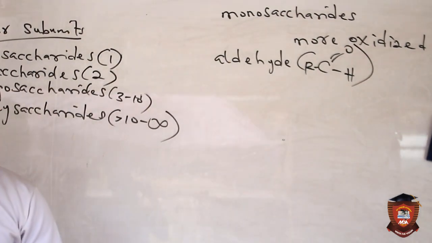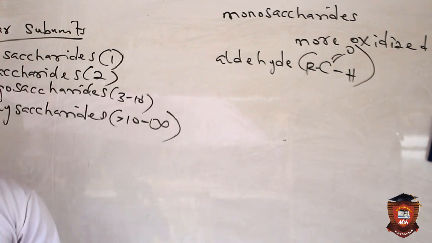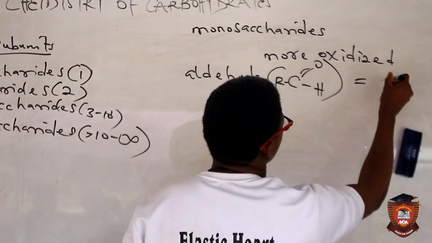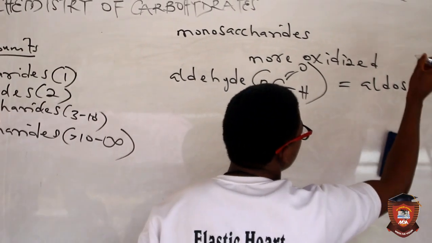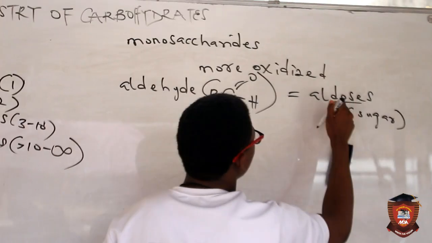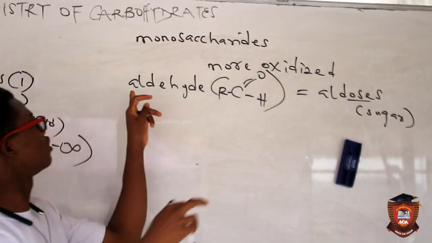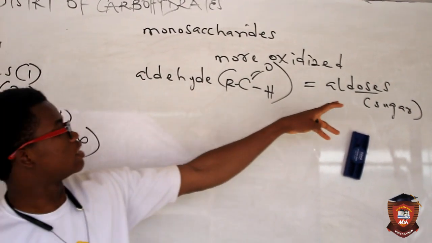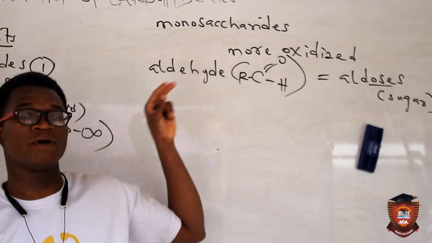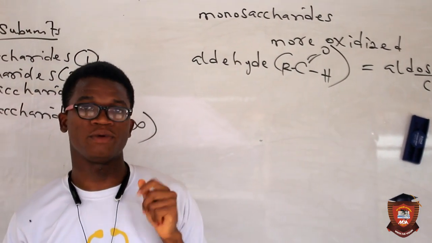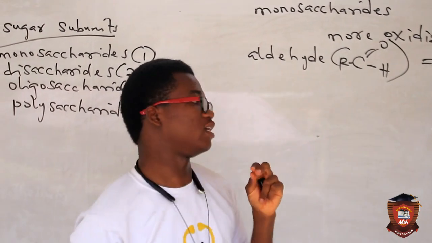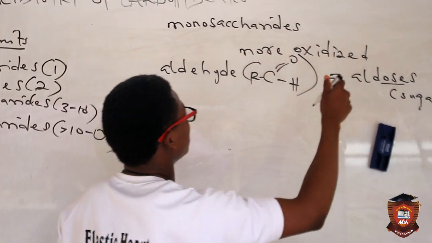So carbohydrates that have the aldehyde functional group are said to be aldoses. Remember, the suffix "ose" means sugar, and ald is short for aldehyde. So aldoses means aldehyde sugars. That is, sugars that have the aldehyde group as the most oxidized functional group. An example is glucose, mannose, and galactose. There are so many of them, but we have glucose, mannose, and galactose.